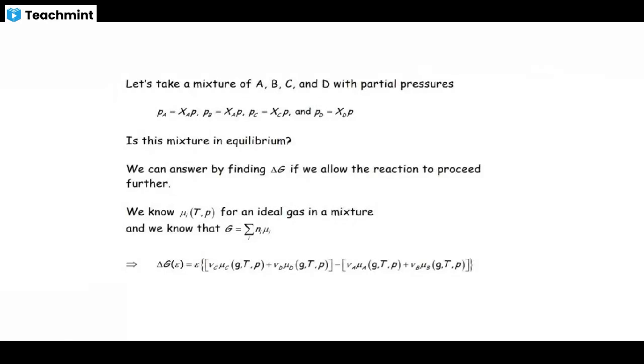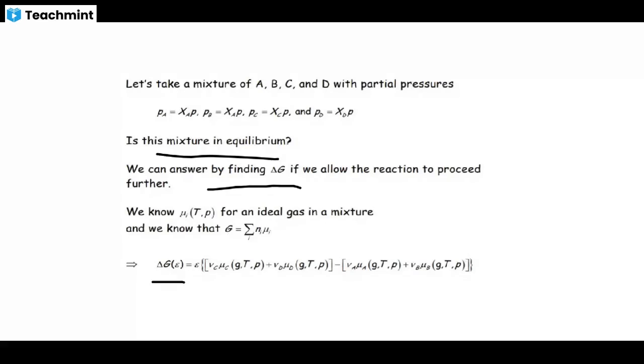Like what is the mixture? Is this mixture in equilibrium? We can answer by finding delta G if you allow the reaction to proceed further, to proceed a small amount. From that you can calculate the delta G, that is the change in Gibbs energy for the reaction.